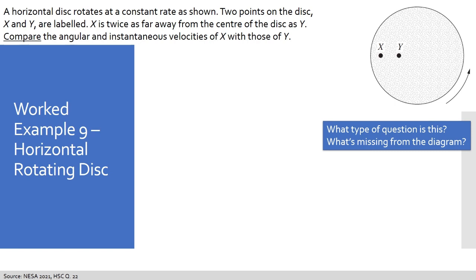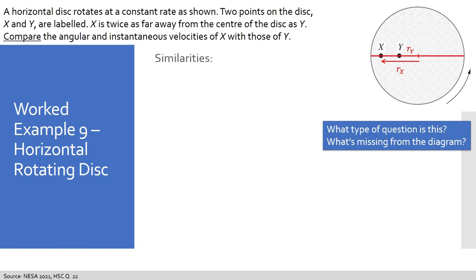Now look at the diagram and ask what's missing from the diagram. What's some information that we're given that we can put on the diagram? So I encourage students to write all over their question paper. And here's what's missing: a diameter, a radius, another radius, and the centre of the circle. So I've labelled there RY as the radius to the point Y, and RX, the radius to the point X.